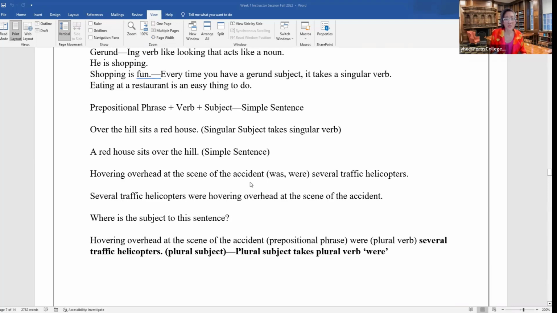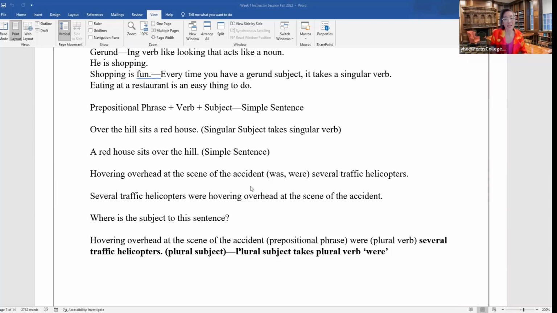Here is the sentence from your quiz. Hovering overhead at the scene of the accident. Okay, that whole thing is not a subject. That's the prepositional phrase because it tells you where something took place. So a preposition is like at the store, on the table, in the classroom, at the Zoom meeting. In other words, where are you? Okay, so here you have the helicopters. So the helicopters are hovering overhead.